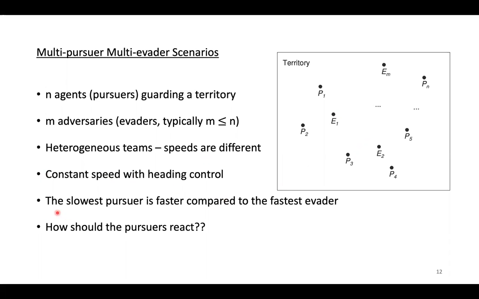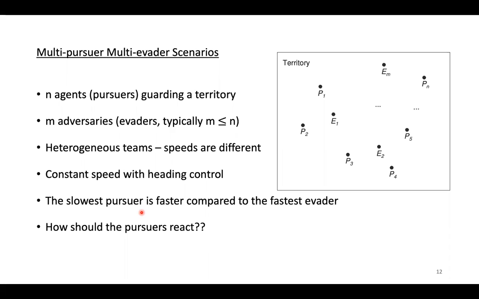Essentially, the slowest pursuer should be faster compared to the fastest evader. If not, you cannot capture any of the evaders. Oh, sorry, you cannot capture all the evaders. You can probably capture those evaders that are slower compared to some of the pursuers. But if you want to capture all the evaders, then all the evaders should be slower compared to all the pursuers that are there. And how do you go about solving the problem?